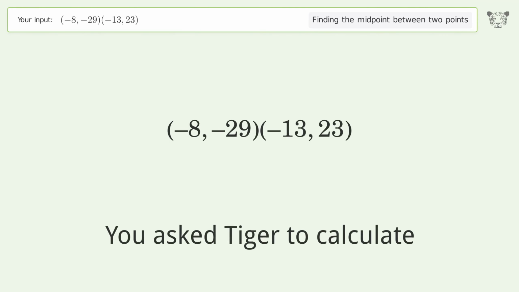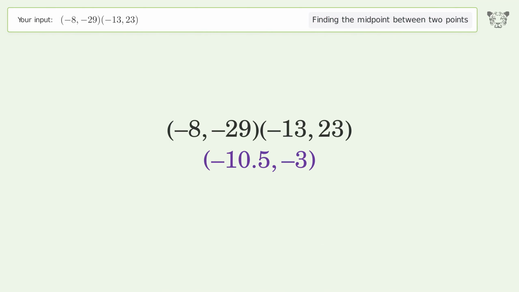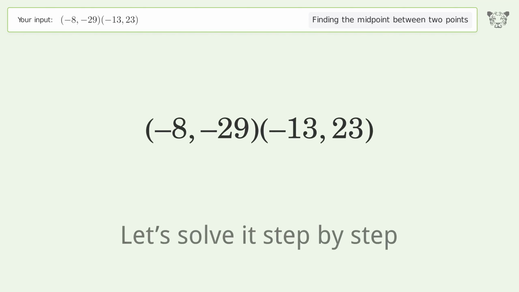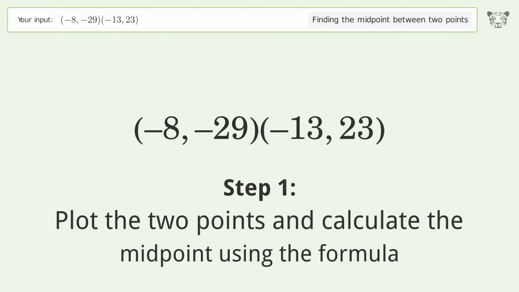You ask Tiger to calculate. This deals with finding the midpoint between 2 points. The midpoint between the 2 points is -10.5, -3. Let's solve it step by step. Plot the 2 points and calculate the midpoint using the formula.